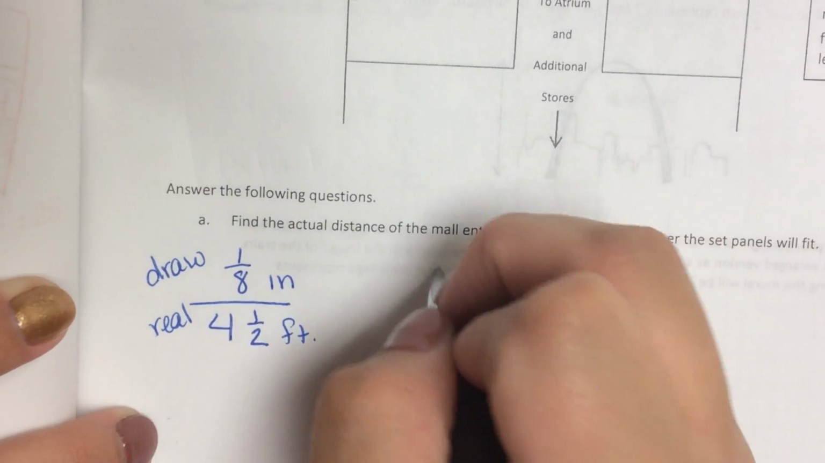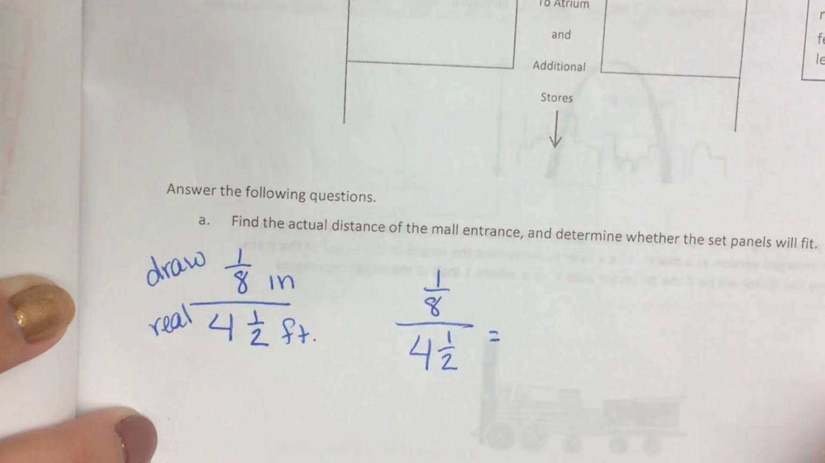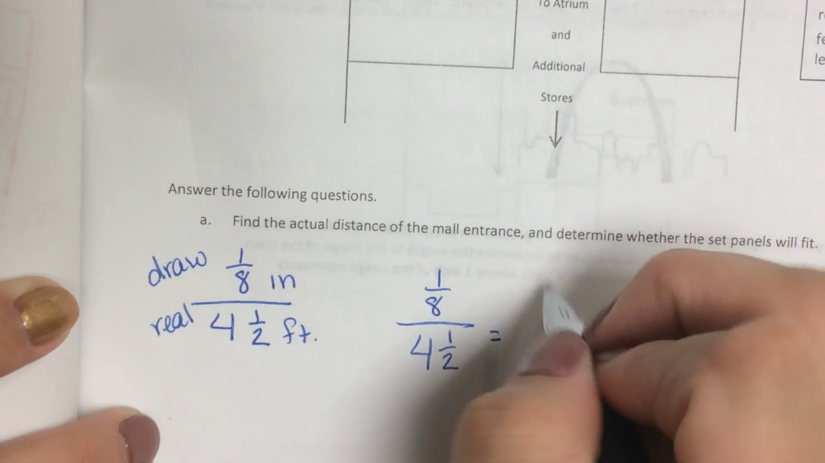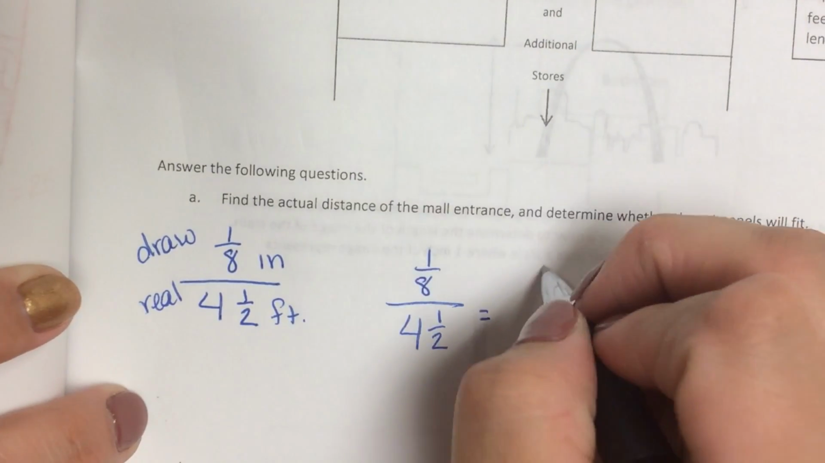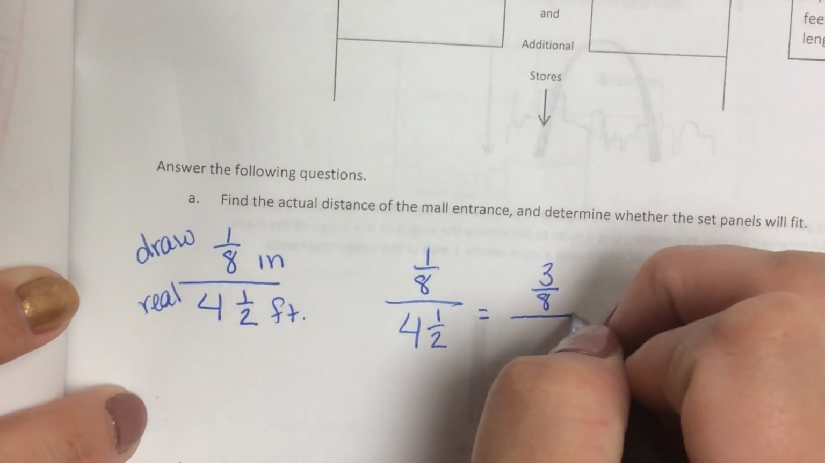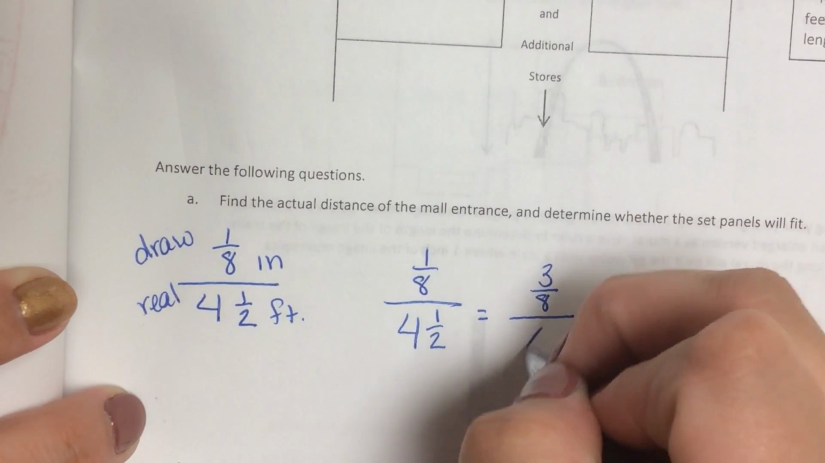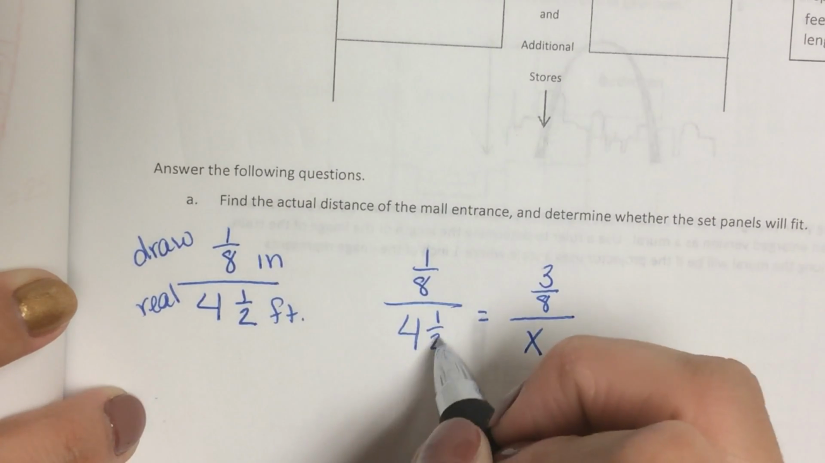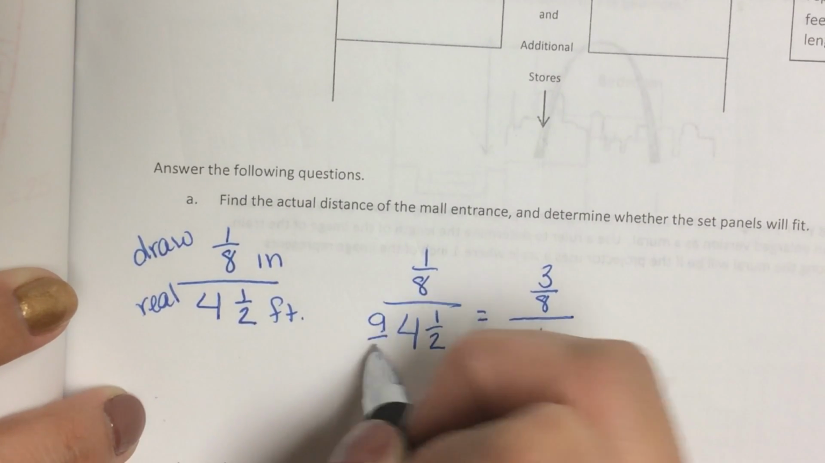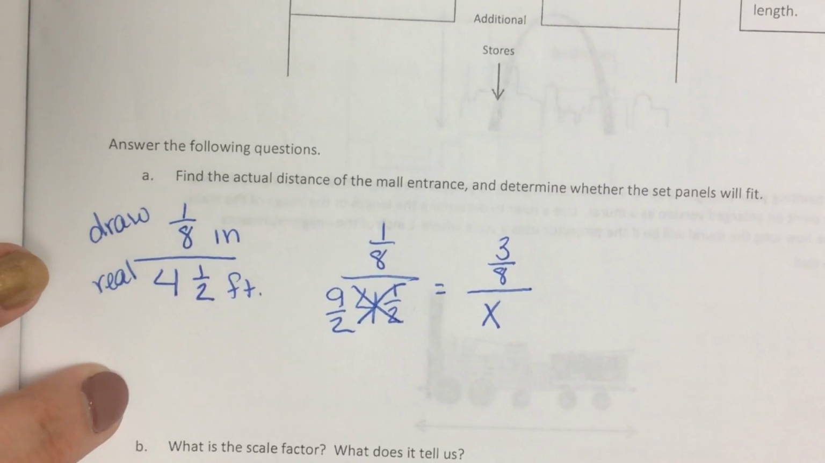Okay, so 1/8 over 4.5 equals, the door on the map is 3/8 of an inch. So on the drawing, I'm going to put it in the same spot as my 1/8, because that's where drawings go, on the top. And then I don't know what it is in real life. That's what we're solving for. Do a quick conversion here. I'm going to turn this into 9 over 2 so that my math is easier.